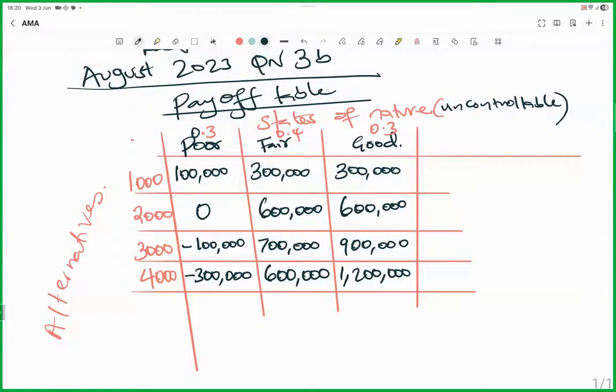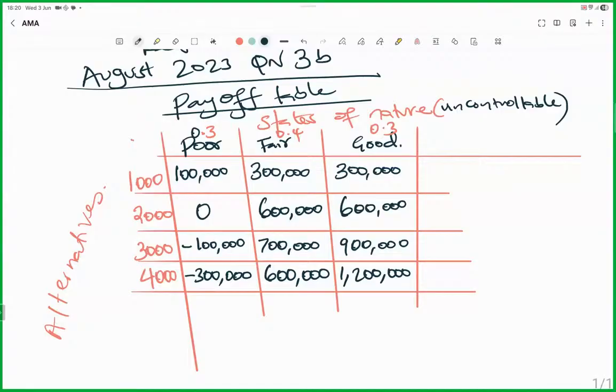So we are given a payoff table. A payoff table will always give you what we call conditional profits. For example, if we supply 1,000 sandwiches and the market is poor, we get a profit of how much? 100,000. If we supply 1,000 and the market is good, we get 300,000. So you're combining the states of nature vis-a-vis our action points, what you're going to act on as decision makers.